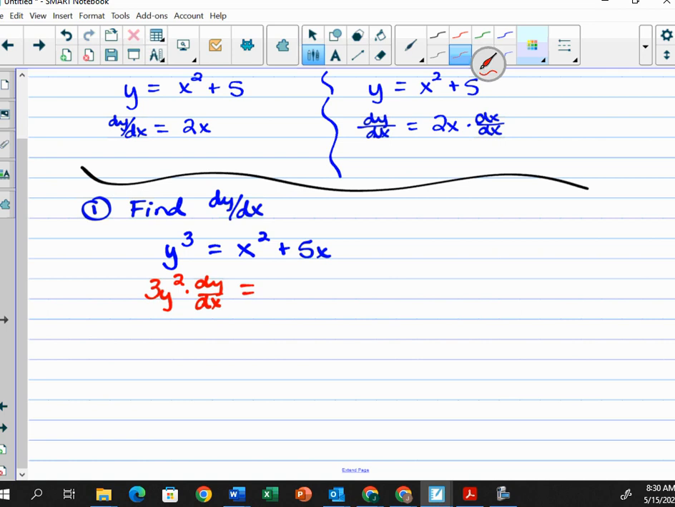And then on the right side, what's the derivative of x squared? And the derivative of 5x. Okay. So what am I actually trying to find? Yeah, what were the directions? Find dy dx. So I have to solve this for dy dx. I need that to be alone on one side. So what is dy dx going to equal? Yeah. And that is implicit differentiation.